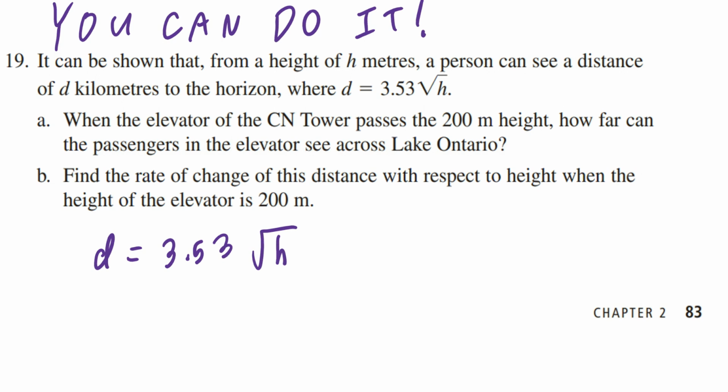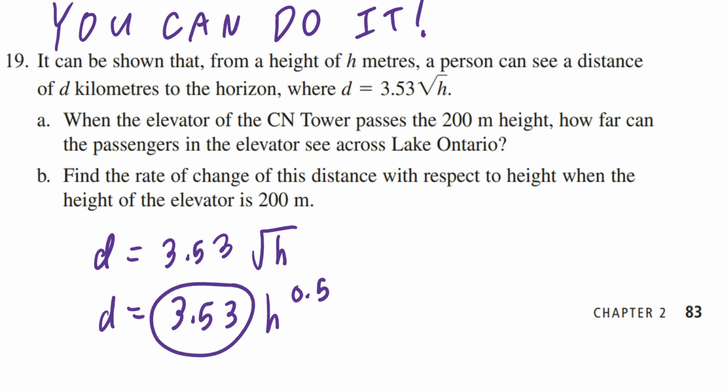Now, before we take the derivative, we write this in exponent form. When you think about the square root of h, that's h to the power of 0.5. You can write h to the power of half as a fraction, or h to the power of 0.5 as a decimal. So notice I'm picking a decimal because of 3.53 in the front, which is also a decimal.